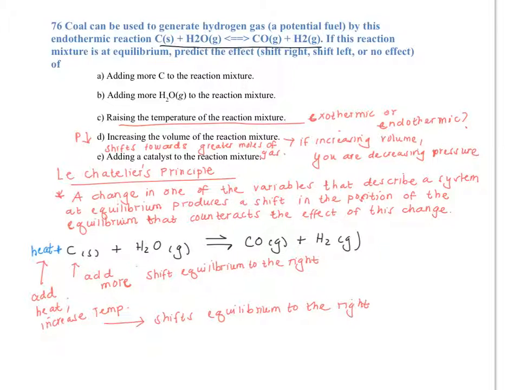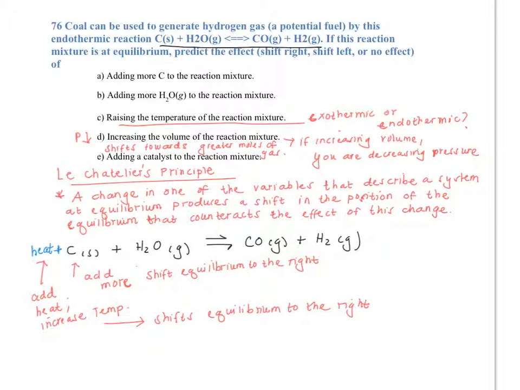Okay, and let's go ahead and review what Le Chatelier's Principle states. It is a change in one of the variables that describe a system at equilibrium produces a shift in the position of the equilibrium that counteracts the effect of this change. Okay, so what are these variables that can produce a shift in the position of the equilibrium? This includes a change in pressure, this includes a change in temperature, adding more reactants, taking away reactants, increasing the number of products, decreasing number of products. Those are factors that can shift and perturb the equilibrium.